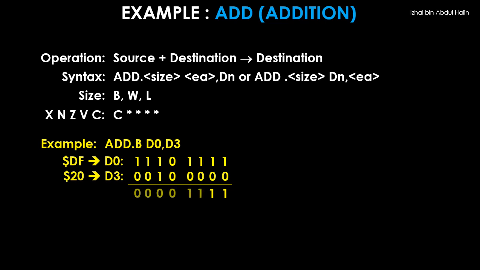Upon completion, we see that there is a 1 carried out of the MSB, this causes the carry flag to be set to 1. The extend flag equals the carry flag, thus, it is also set to 1. The 8-bit result is moved to the first 8 bits of register D3. The result is a non-zero number and an overflow did not occur after the execution. The value in the status register is therefore updated to 10001.